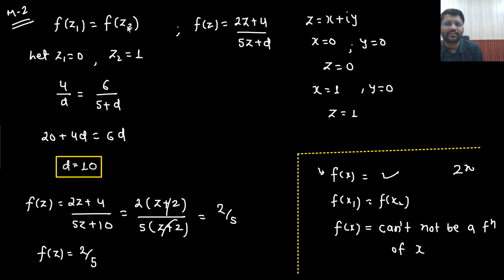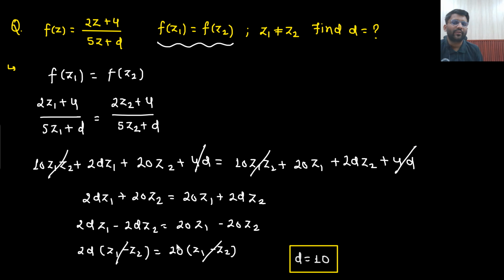So always you will get the answer to be 2.5. f of z will always be 2.5. Sorry, not 2.5, 2 by 5. So how this question could have been asked in a better way: f of z equals 2z plus 4 divided by 5z plus 2. Given that f of z1 equals f of z2, then what is the value of f of z?